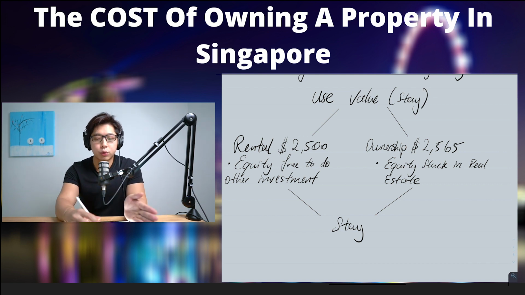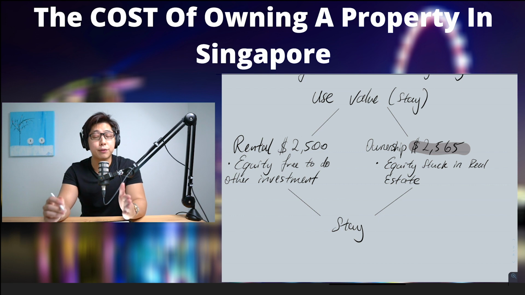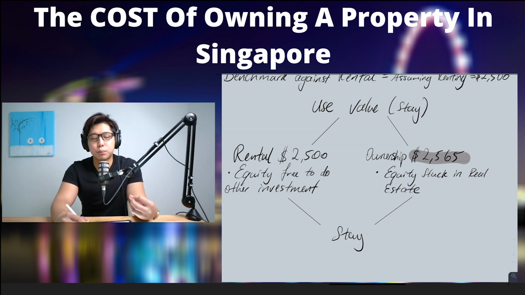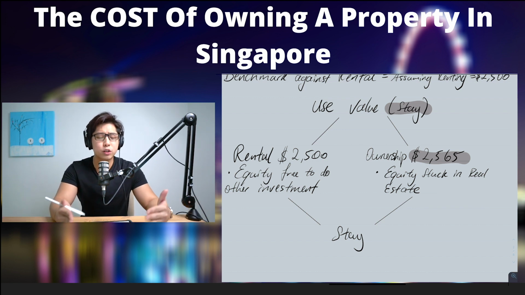So this on the right side of the screen, this $2,565, is just the cost of holding on to it. If you're paying rental to stay in this property, it's $2,500 per month. And owning this property, you need to pay $2,565 a month. Now, in this case, I would challenge you to think: does it make more sense to pay rental or to own this property?